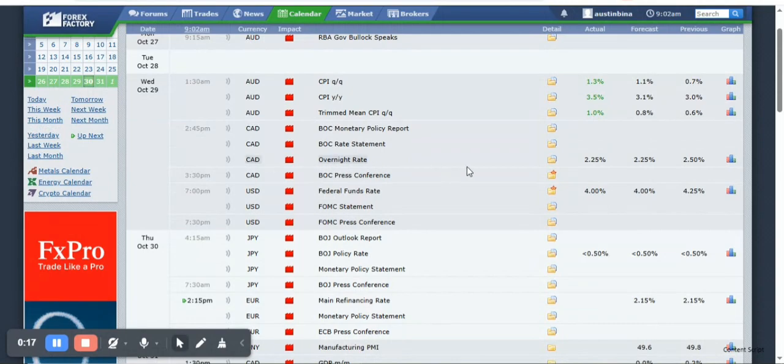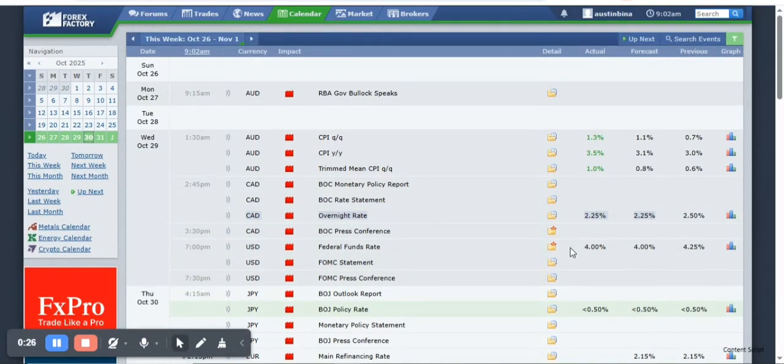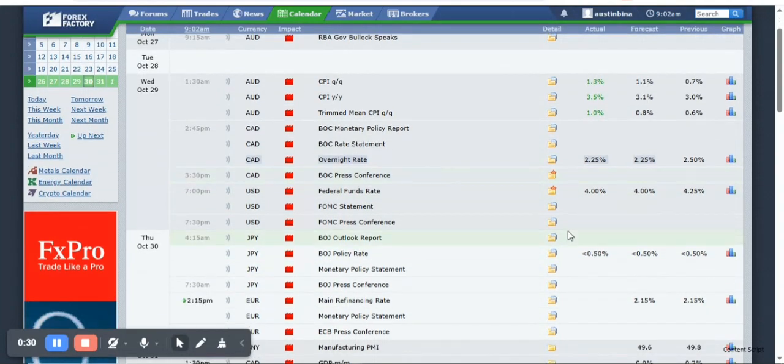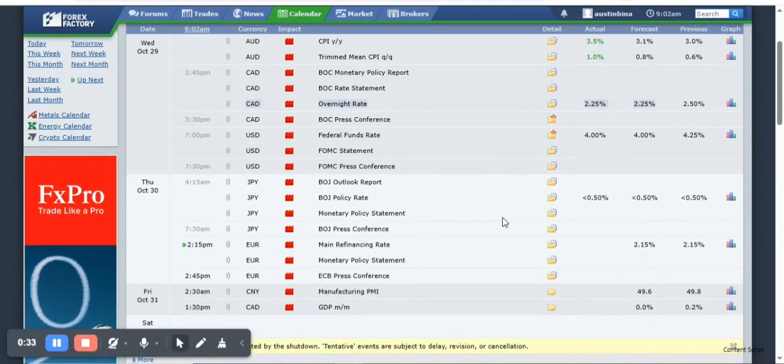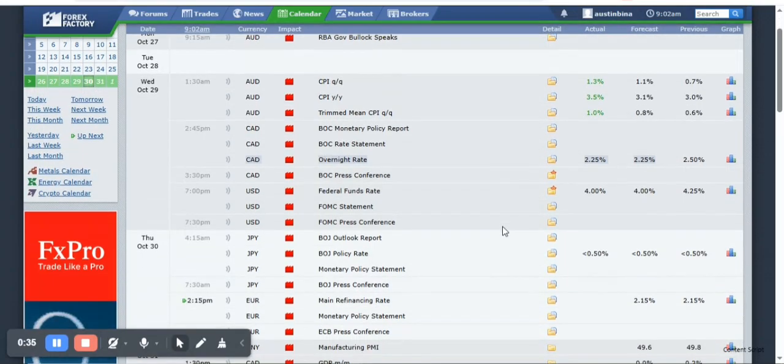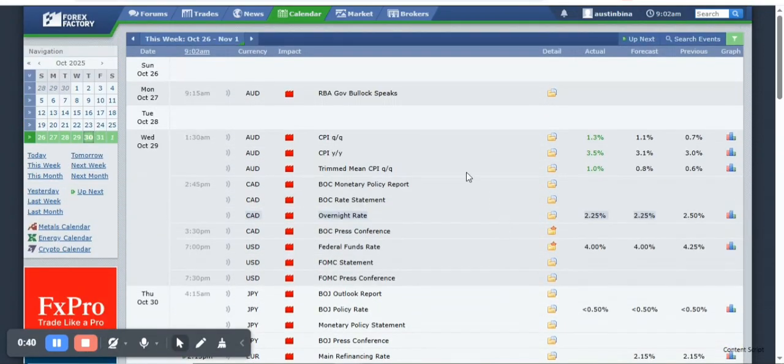So for CAD, we can see that the Bank of Canada cut interest rate by 0.25%. So this is actually good, if you are looking at buying GBPCAD, selling CAD, really. And also for GBP, there's actually no high-impact bad news on GBP for this week. So that's pretty much it, guys, for now.